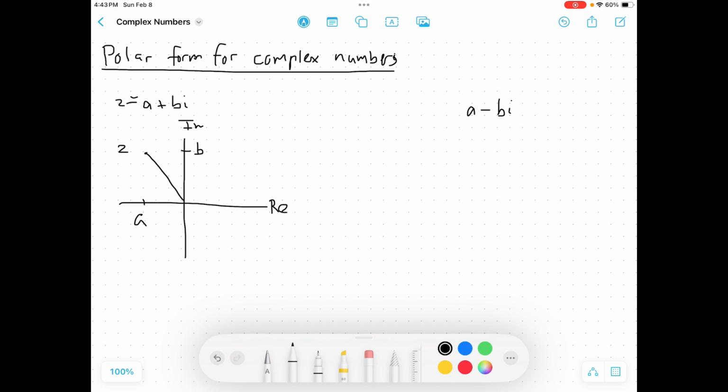One can, of course, look at points like this in polar form, so that would be looking at r, the distance that this point is from the origin, and then theta, the angle that the point makes with the positive x-axis, or in this case the positive real axis. We already have a name for this distance.